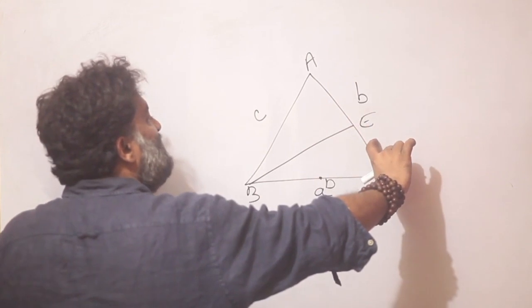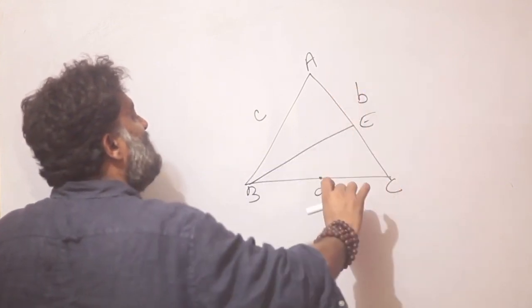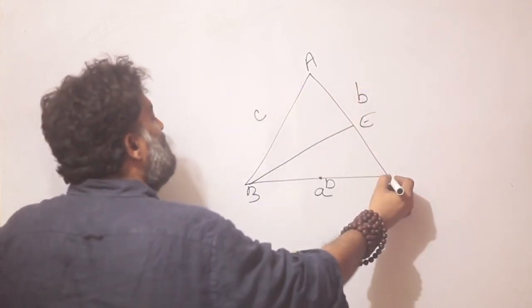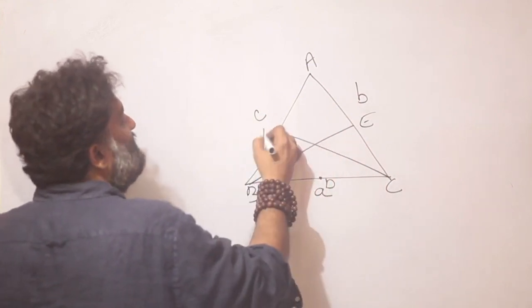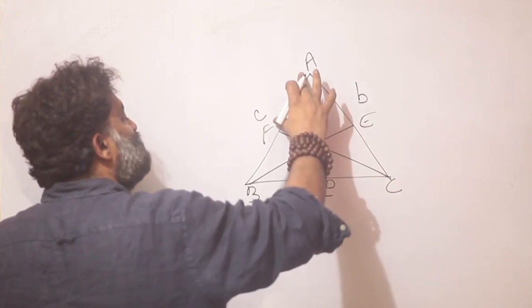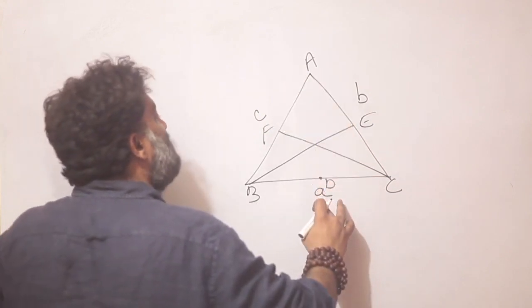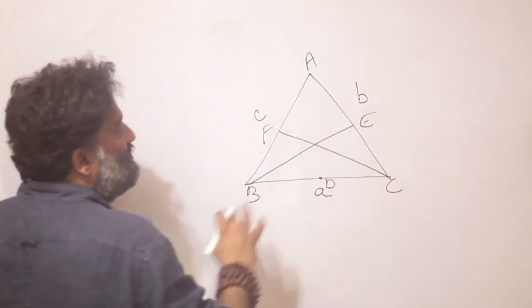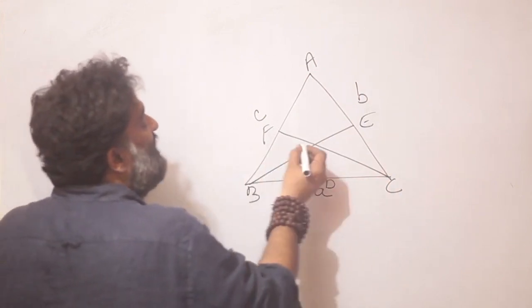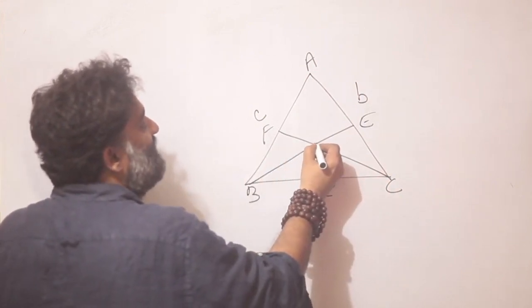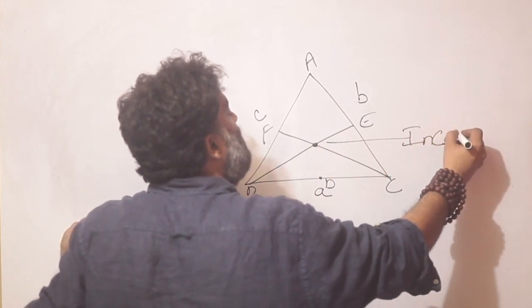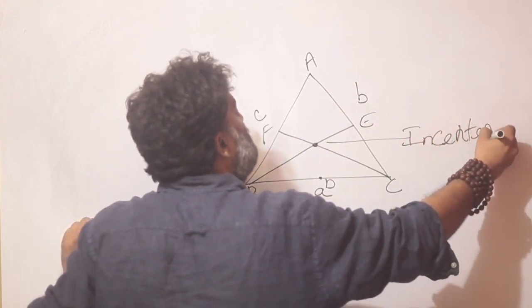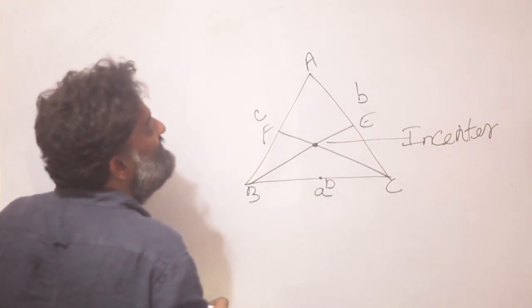the ratio of CE is to EA is going to be A is to C. Similarly, if I drop an angle bisector from here, call this point F, the ratio of BF is to FA is going to be the same as A is to B. So that should not be too much of a problem. Now I notice that they are meeting somewhere. Where angle bisectors meet, two of them, it is known as the Incentre.